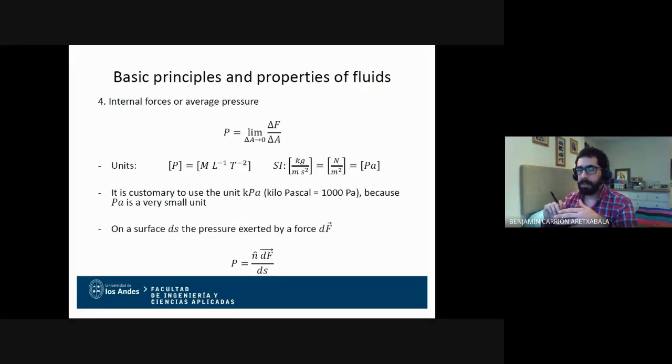Okay, so if you stick, let's say, a board into the water, you're going to have pressure normal to the board and no pressure tangential to the board.